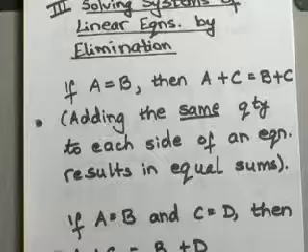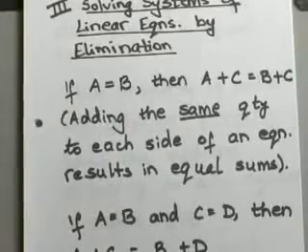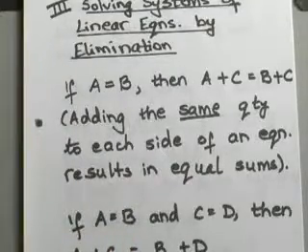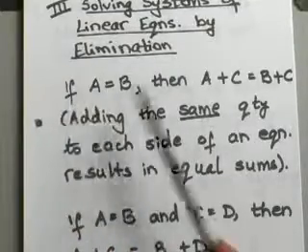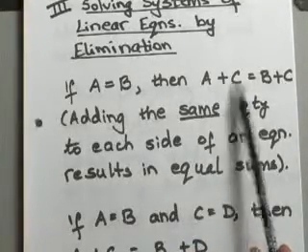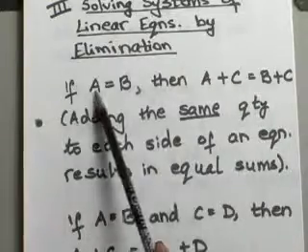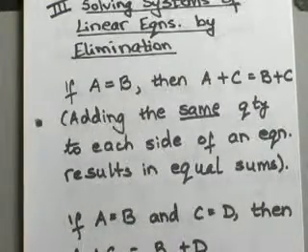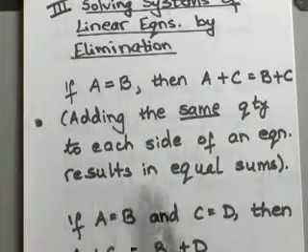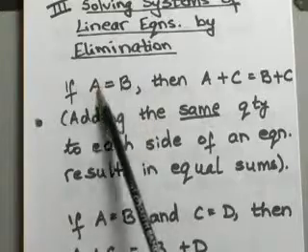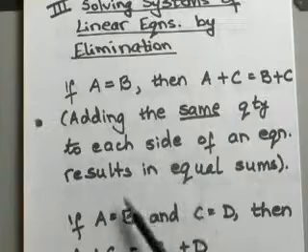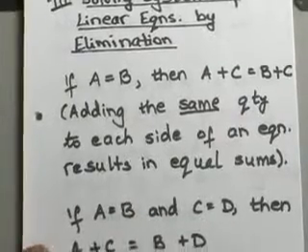The idea is if you have two quantities equal to one another, like A equals B, then A plus C equals B plus C, where you are adding the same quantity to both sides of your equality. Adding the same quantity to each side of an equation results in equal sums. So if you already have an equation and add the same quantity to both sides, your results will be equal sums.